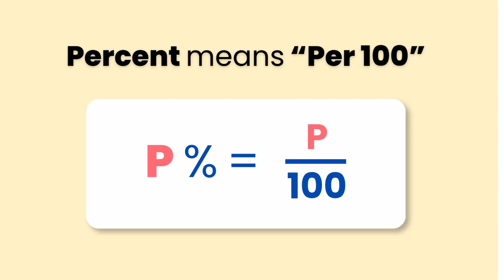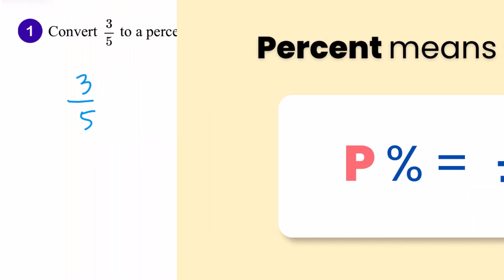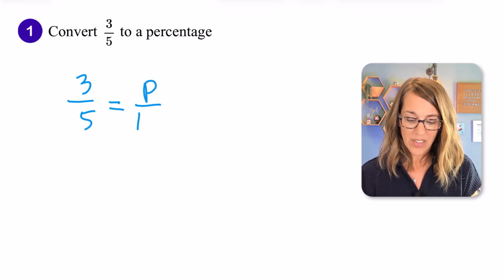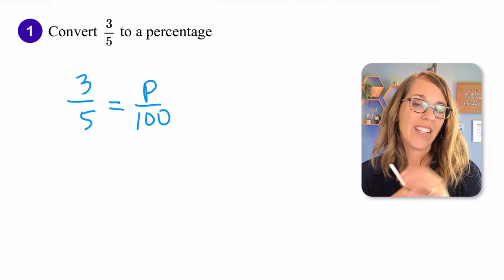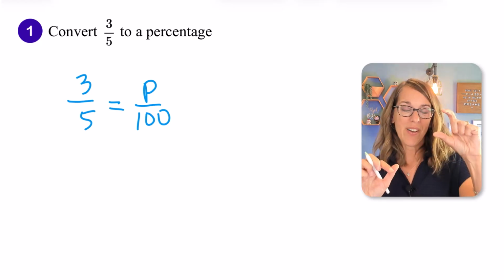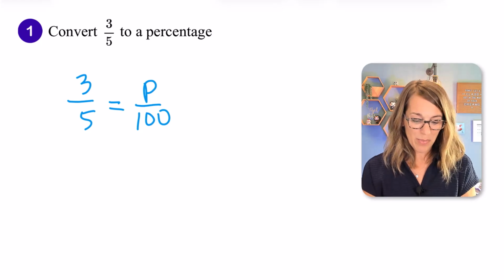Well, percentage literally means percent per 100. So I'm going to set this equal to P over 100. This is what we call the proportion method. In the proportion method, we take our fraction and we set it equal to P over 100. Now that we've got this, we can do some cross multiplying.